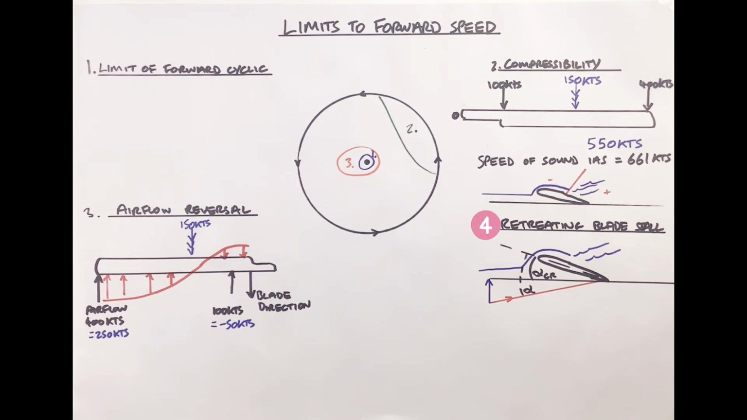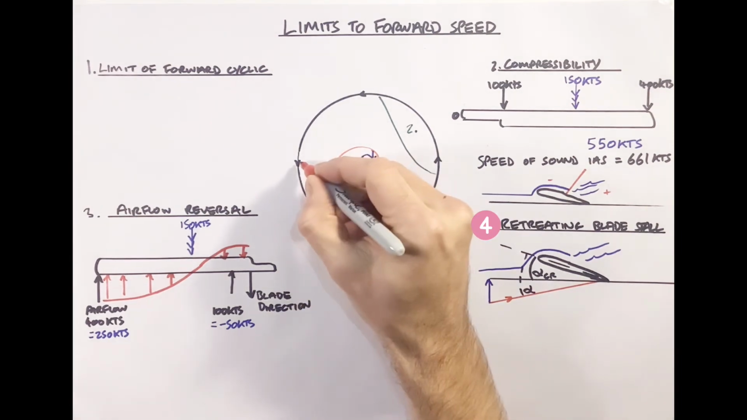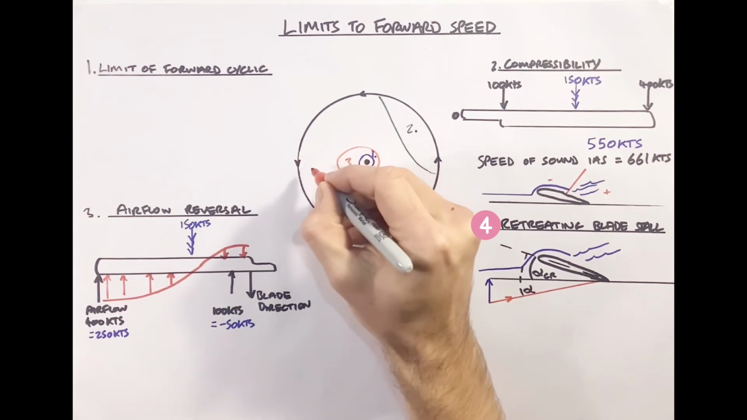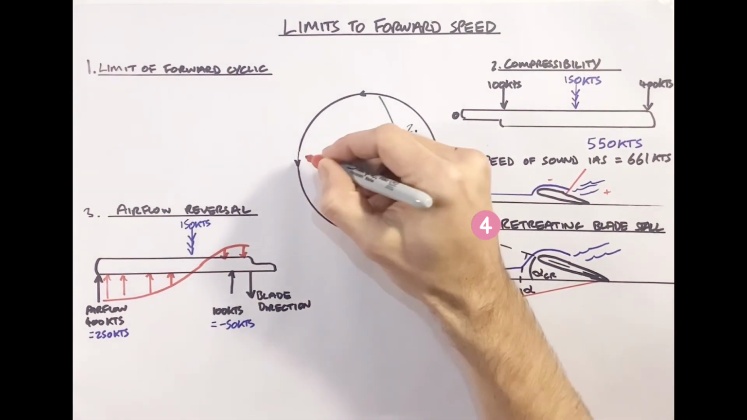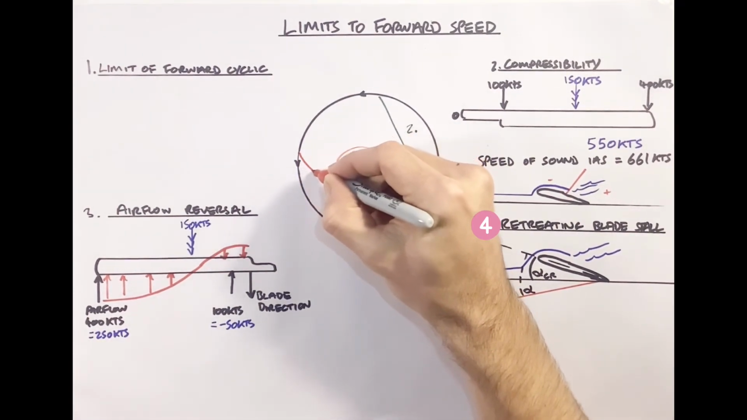So the last bit then, retreating blade stall. So generally speaking, we're going to see that as soon as we get to the 90-degree point again, and we're going to see it gradually increasing as it comes around the corner.